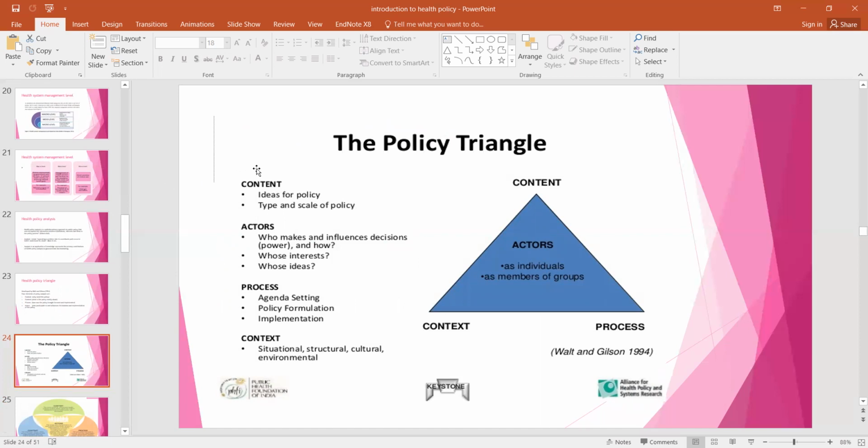In content, we make an idea for the policy type and scale of the policy. In actors, who makes the policies, like individuals, member groups, any organization or government, whose interest and whose ideas. Process is the basic process cycle in which agenda setting, policy formulation, implementation, decision making, and evaluation come. And in context, there are different factors which influence the policies, like situational, structural, cultural, or environmental factors.